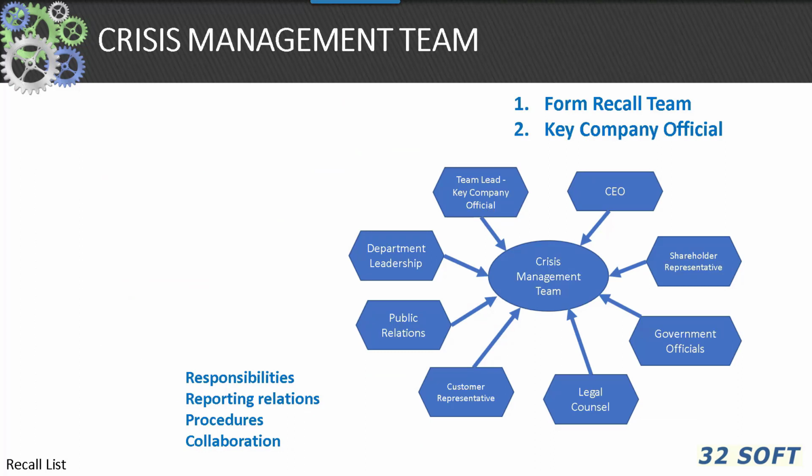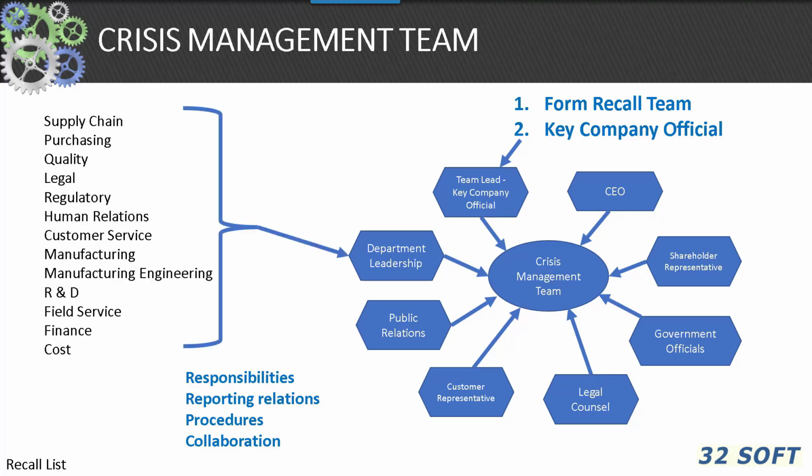One of the first things you do in a recall is gather together your crisis management team. Form the team, identify a key company official as a point person, and get all of the leaders of the departments. Make sure they know their responsibilities, their reporting, the procedures, and how to collaborate.